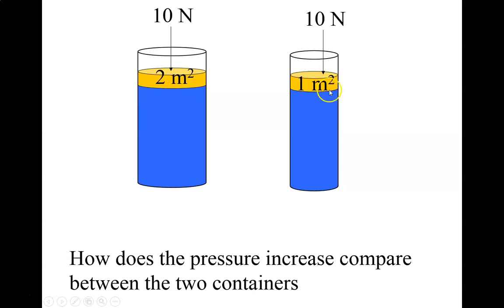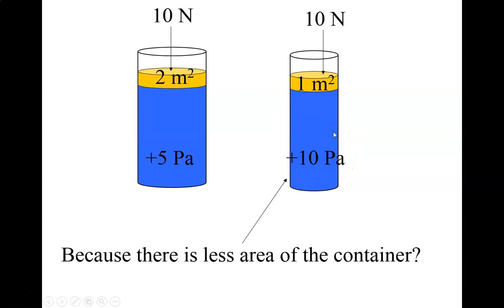10 newtons divided by 1 meter squared gives me 10 pascals. Okay, and is that 10 pascals because there's less area on the walls here, or because there's less cross-sectional area on the piston here? It's because of the area here. It's not because there's less area on the walls here.